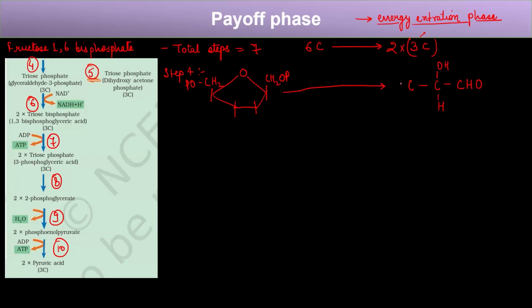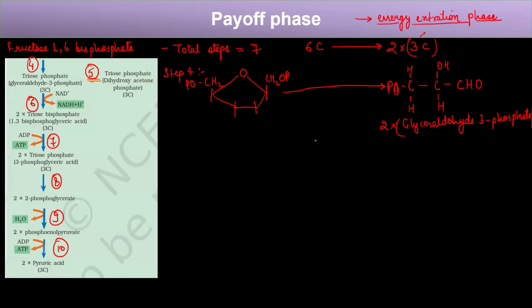So instead of CH2OH, it generally has CHOH. But instead of OH, it will now have a phosphate group attached. And because of this, it is known as glyceraldehyde 3-phosphate. So what we are seeing here is that the fructose gets converted into 2 molecules of glyceraldehyde 3-phosphate.